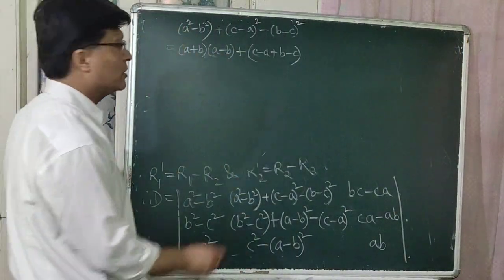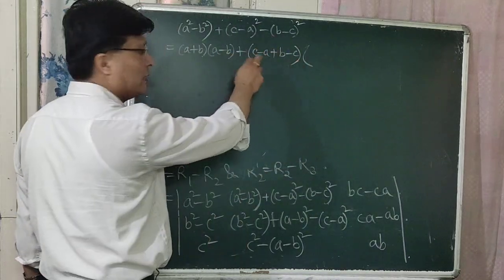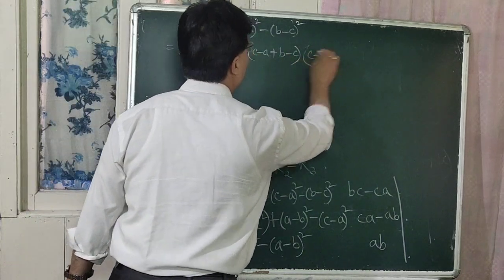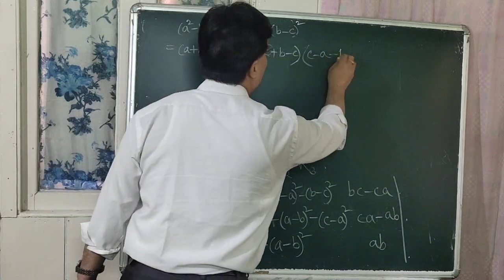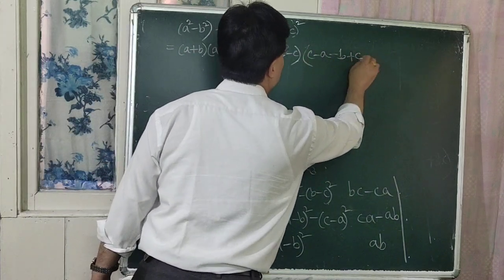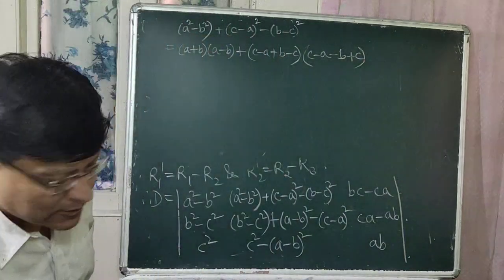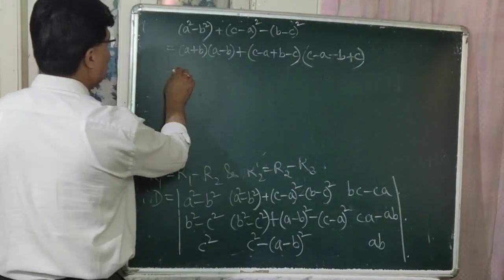So next one is a minus b. What is a? c minus a. Then minus b. Minus b, minus to minus, plus c. Is that right? So let us simplify it again.